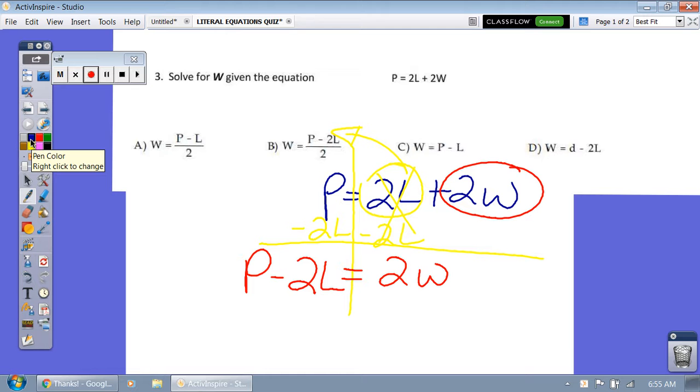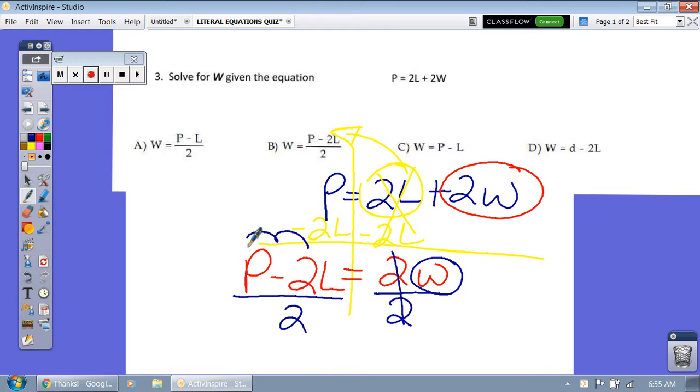So that's 2 times w. So we're going to do the opposite of multiplying by 2. And you have to divide everything by 2. So now that we have w by itself, here is our answer. So let's match that up. P minus 2L divided by 2. Our answer is B.